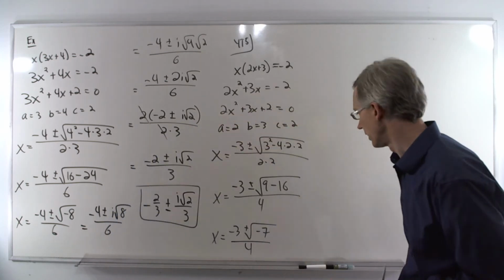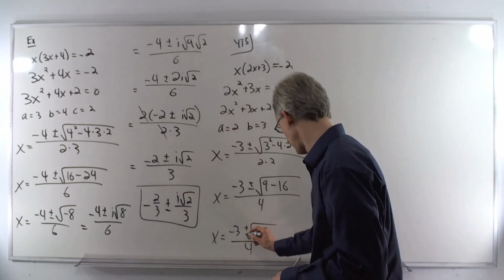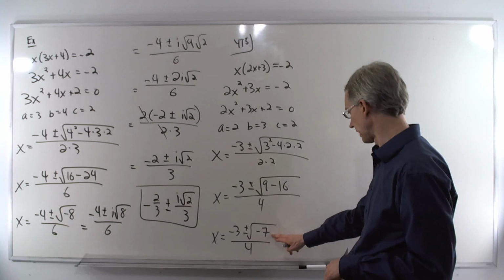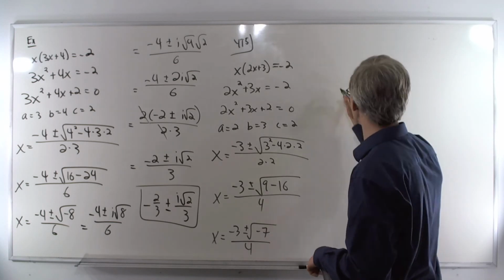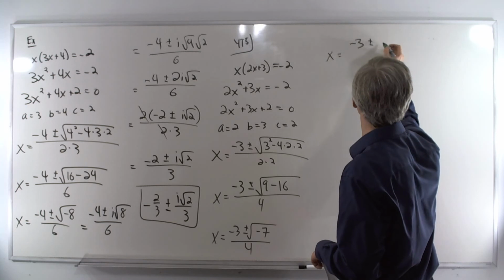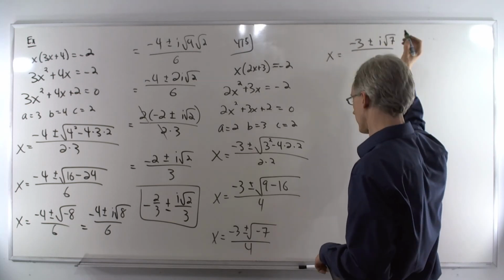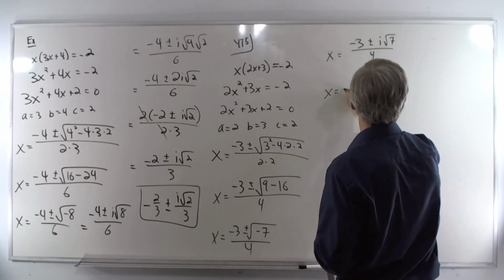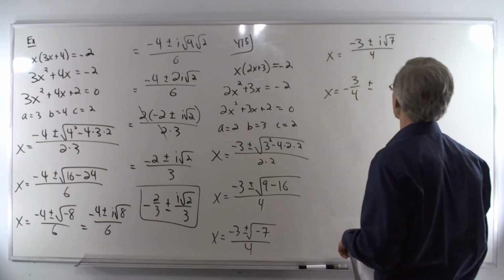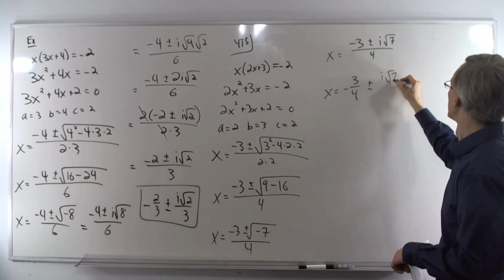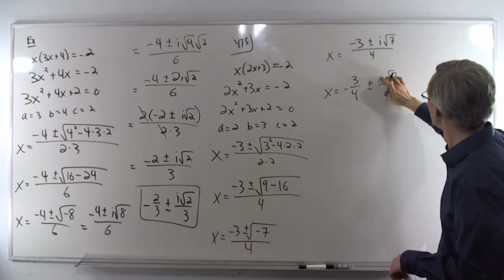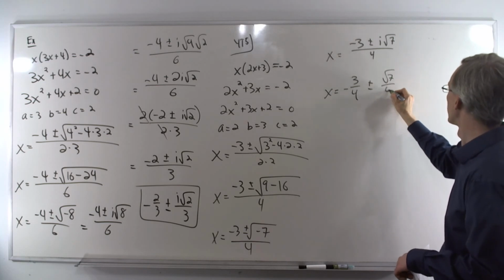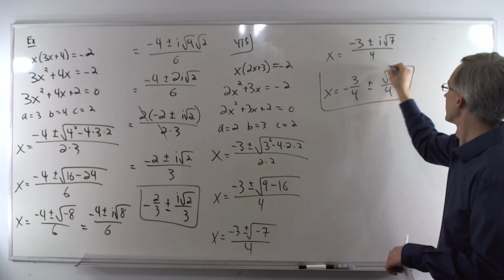So that gives us negative 3 plus or minus the square root of negative 7 over 4. Now we can write the square root of negative 7 as i square root of 7. So that gives us x equals negative 3 plus or minus i square root of 7 over 4. Now putting it in standard form, we can't simplify this anymore, so we just write it as negative 3/4 plus or minus square root of 7 over 4 i. A lot of people usually write it as the number and then the i, so that's more common to write it that way.